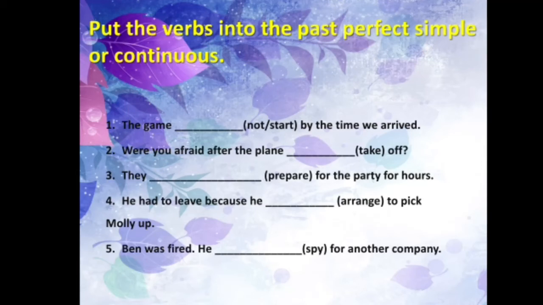Let's check together. Yes, number 1 is hadn't started. Excellent. Number 2, yes, I can hear you. Excellent. It's going to be had taken. Number 3, had been preparing. Good job, because it took a lot of time for the party, 4 hours. He had to leave because he had to pick Molly up. Yes, excellent. Had arranged. I don't have here a long time. Ben was fired. He for another company. So he takes a long time. Excellent. So it's going to be had been spying.